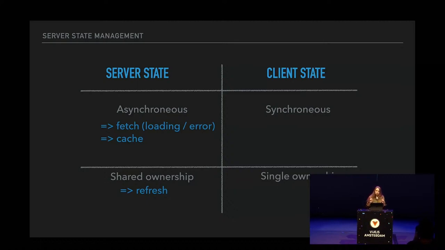The second major difference between these two is about ownership. Client state has a single ownership. It is fully owned by the application itself. Nothing else can mutate it. Whereas server state has a shared ownership, which means that the data on the server can be mutated at any time. If I take the example of my application, a product could become unavailable at any time. Therefore, I will need to refresh it regularly if I want to keep my data up to date, of course.